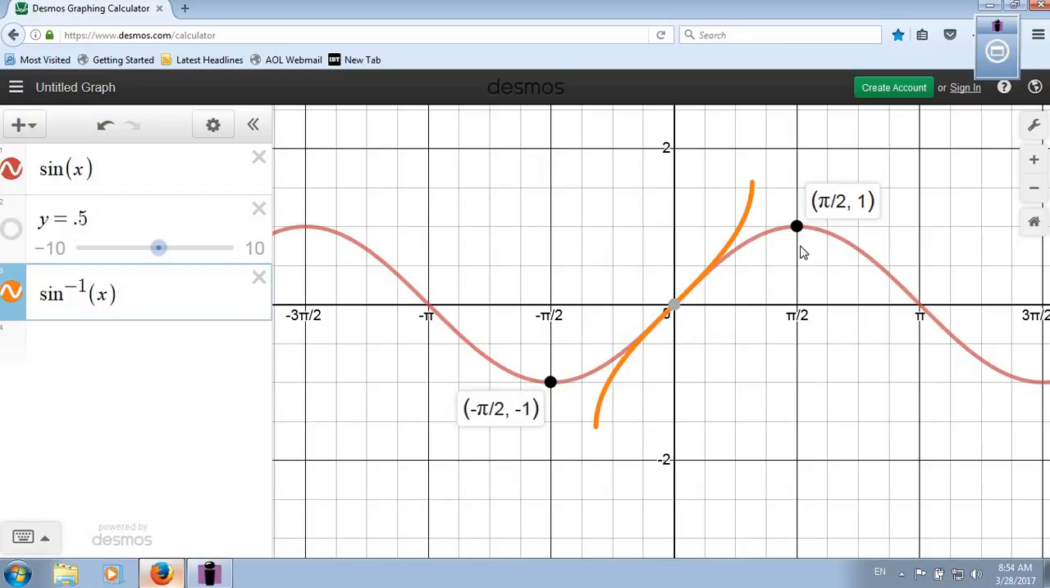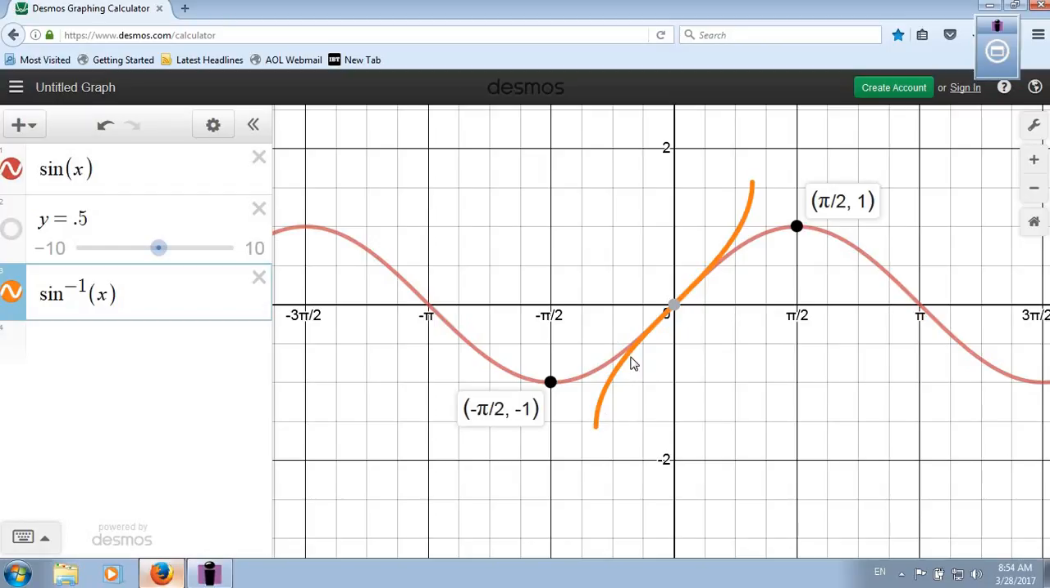This piece is reflected across the diagonal line y equals x, and it becomes the orange graph. So this little piece of function is your arcsine. So arcsine only operates in the first and fourth quadrants.